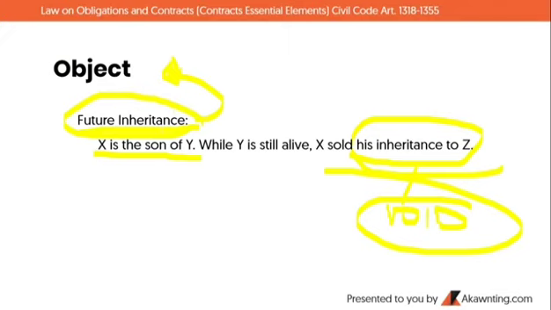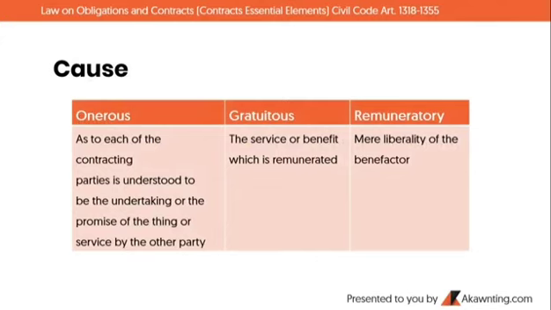So, paano ba natin masasabi na ito ay isang future inheritance? Simple lang. Tignan natin. Si Y, buhay pa. So, future inheritance pa yan. Pero once na namatay si Y, at that very moment, hindi na siya future inheritance. Okay? So, pwede na siya maging object ng isang kontrata. Okay? So, sana, simple lang yung concept ng future inheritance natin. Okay. So, punta tayo sa cause.